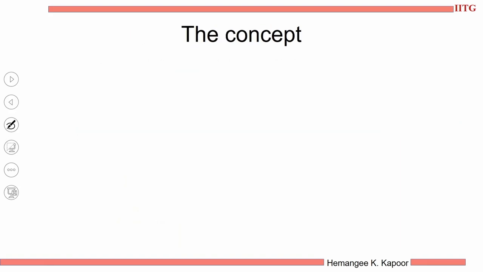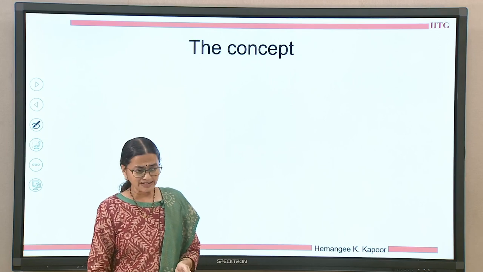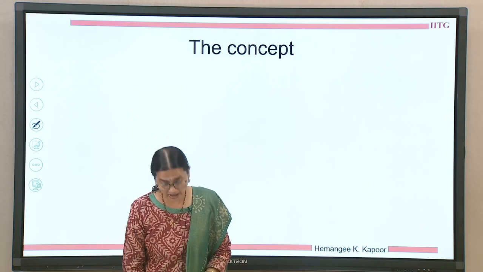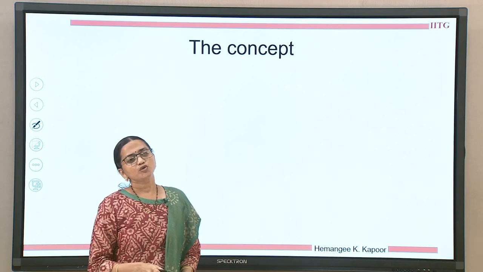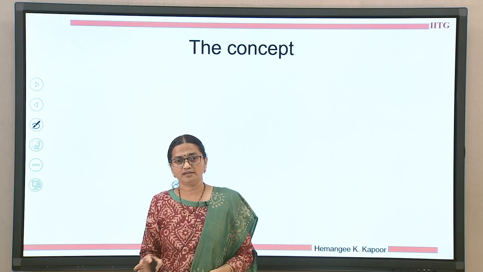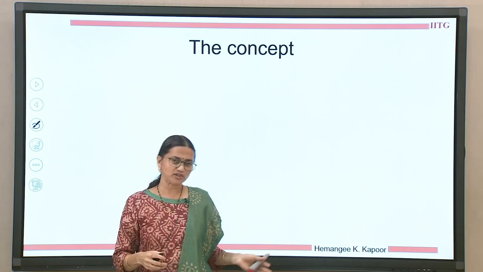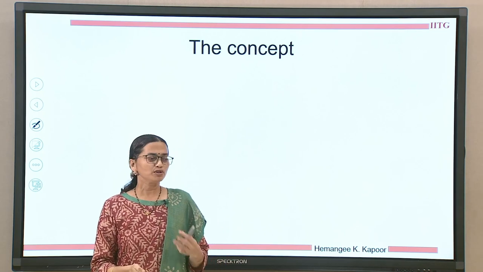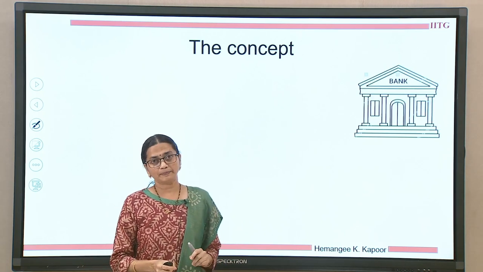So let us look at the concept of why this memory hierarchy came into place and how it actually works. Okay, so I'll take a very familiar example of our day-to-day life. So where do we store our money? Okay, forget the e-wallets. Suppose you go 5 to 6 years back, you only deal with cash. So where do you store your money? You store it in a bank.